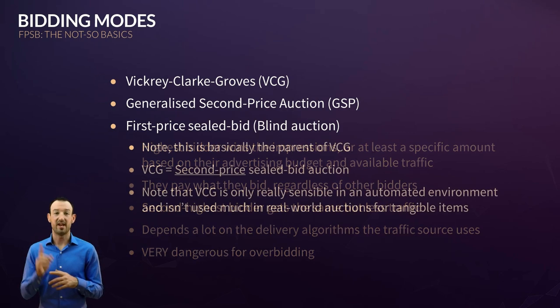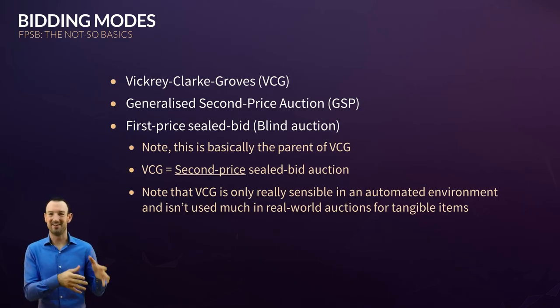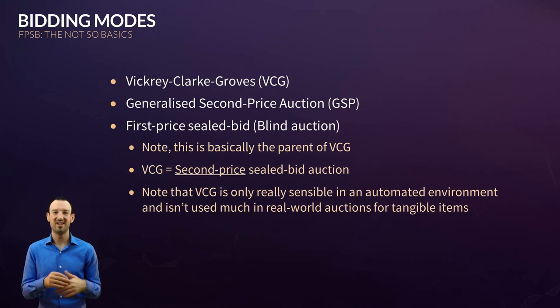Now, one interesting thing to point out here is that this first price sealed bid, or FPSB auction theory, is essentially the parent of VCG. So this is first price sealed bid. VCG is also sealed bid, but it's second price because you pay the price of the second bidder. So they're kind of like a similar system, whereas VCG is just far more forgiving in terms of overbidding. In fact, you want to overbid for various reasons, whereas with first price sealed bid, you definitely don't want to do that.